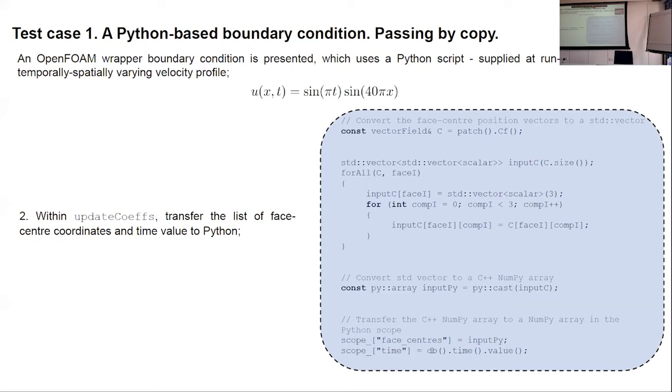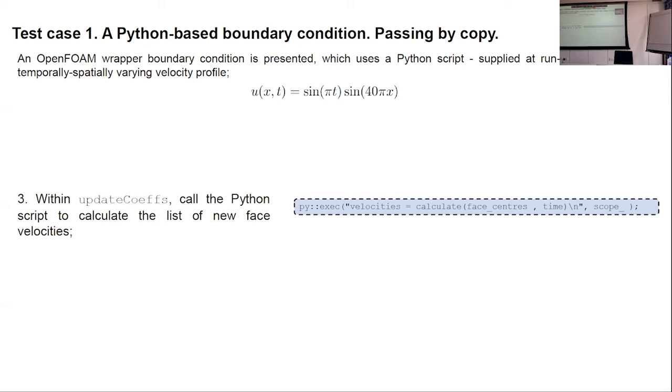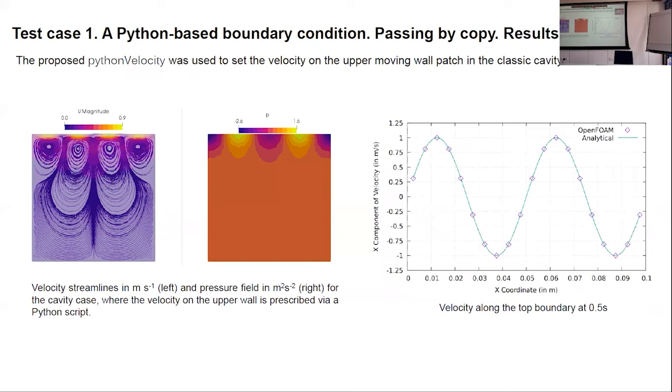Then we're letting Python know what command we want to be applied on the data. In this case, the command is given by this. What it says is that the velocities are defined as a result from applying the calculate function that we defined first, to the face centers and the time. And finally, this code is retrieving the information back to OpenFOAM. So yeah, we implemented that, and this is the classic case.